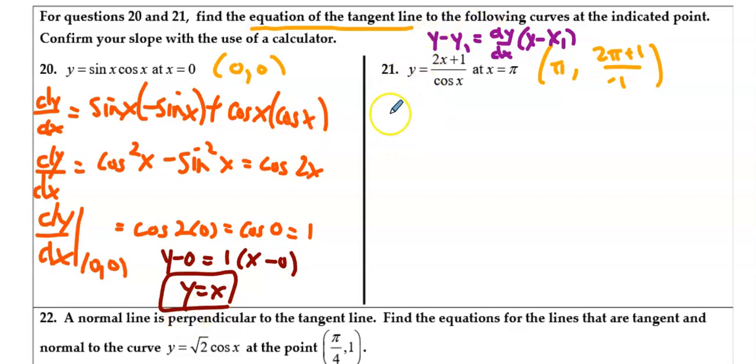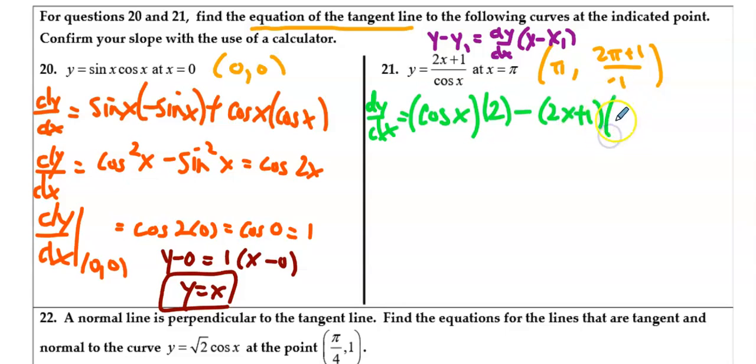Then the last example that we're going to do, ladies and gentlemen, dy dx, we're going to find this derivative using the quotient rule. So we're going to go ahead and do low, which is our denominator, times the derivative of our numerator, minus our numerator times the derivative of our denominator, which again, how many times have I said it now, right? The derivative of cosine is negative sine, all over our denominator squared.